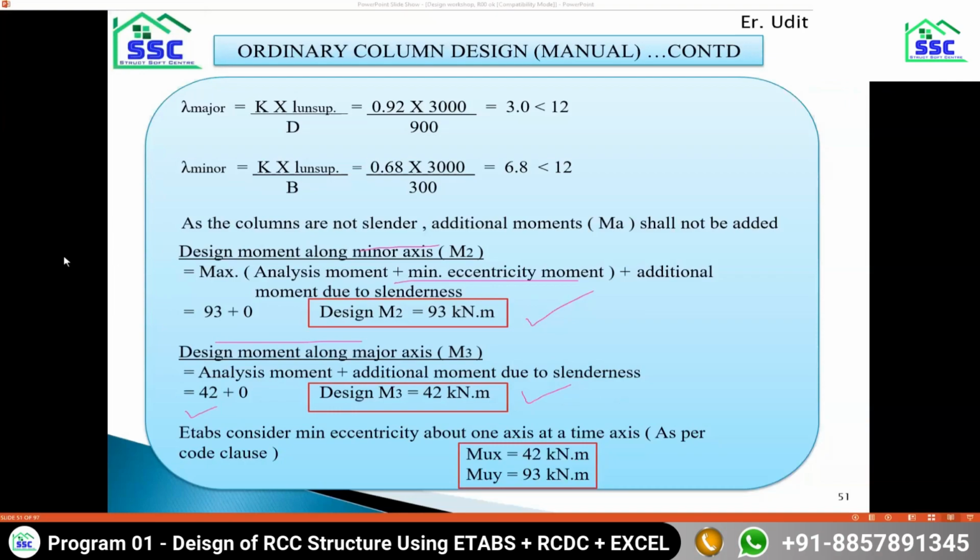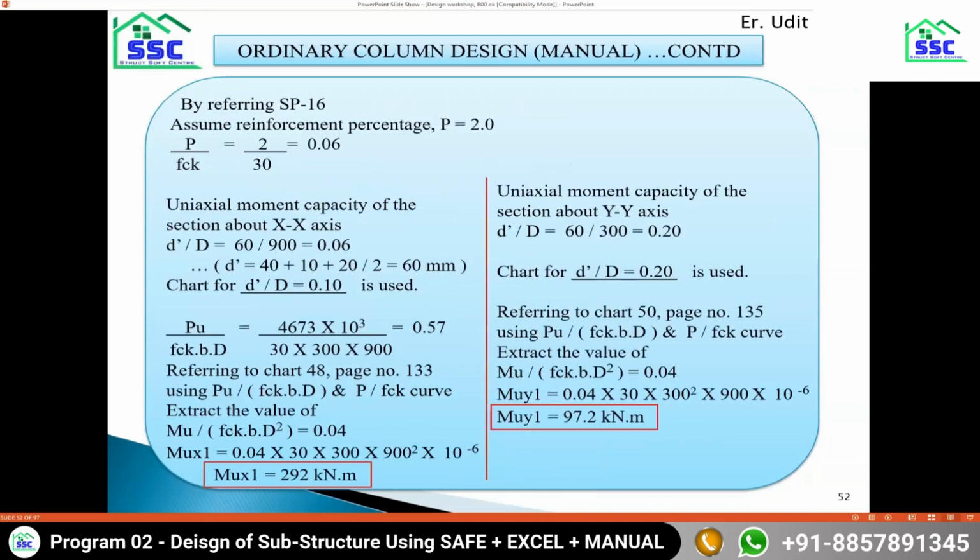Now I will take these moments forward and perform my calculations for calculating the reinforcement, right? So this is quite easy. We have studied it in the academics also, how to design a column which is subjected to axial force and biaxial bending, right? So we have to use interaction curves for this part.